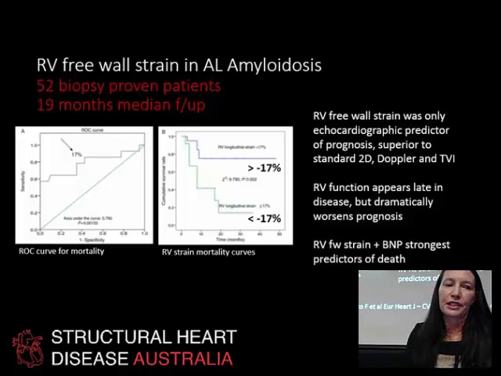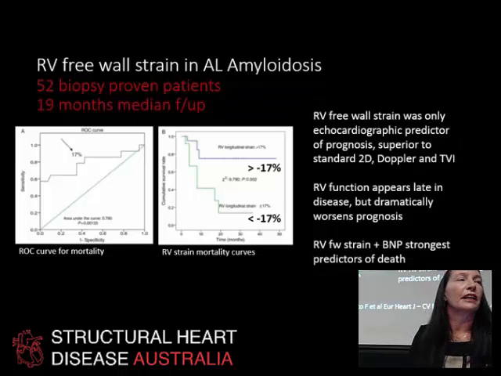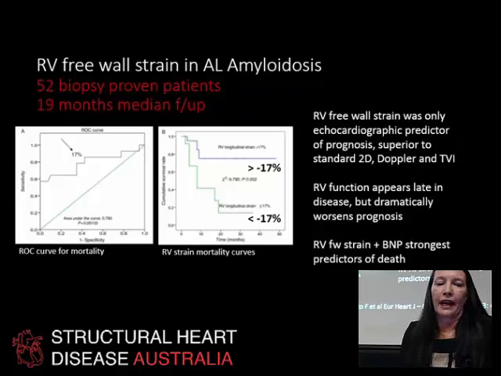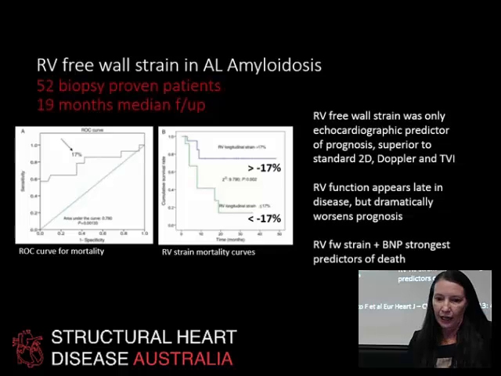In AL amyloidosis, 52 biopsy-proven patients with 19 months of follow-up again showed that RV free wall strain predicted survival and mortality. And as we know, AL amyloid affects the LV first, but once the RV gets involved, things are going bad. And they showed that in this group of patients RV free wall strain and BNP together were strong predictors of death, but that RV free wall strain was also a strong independent predictor.